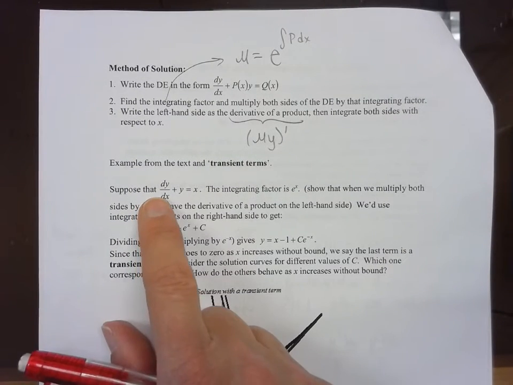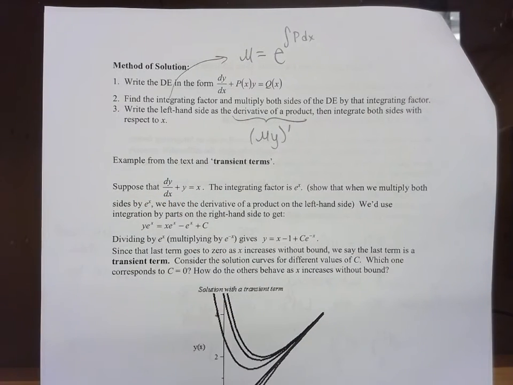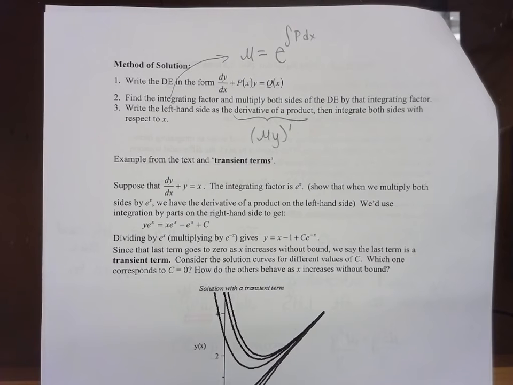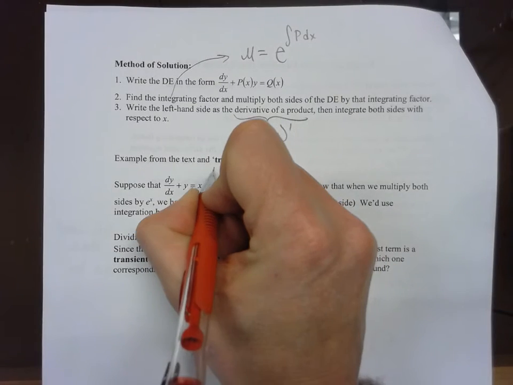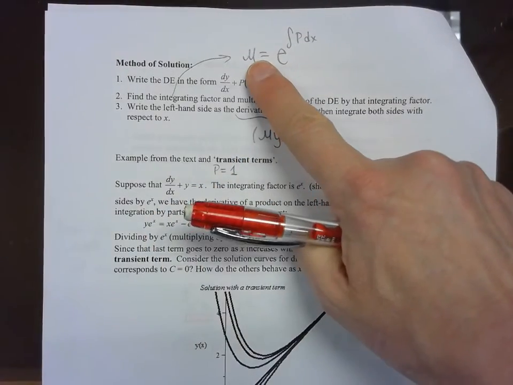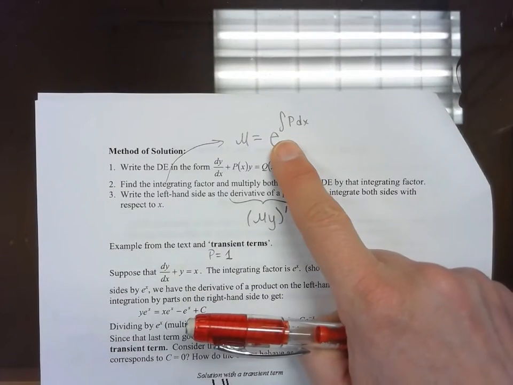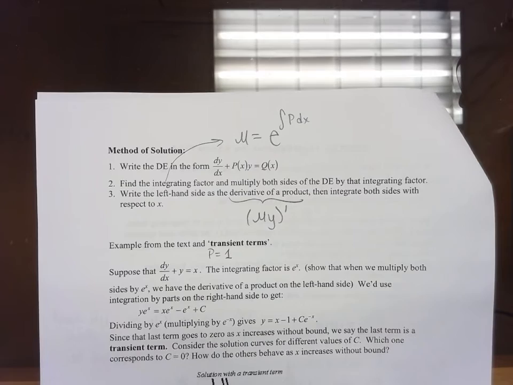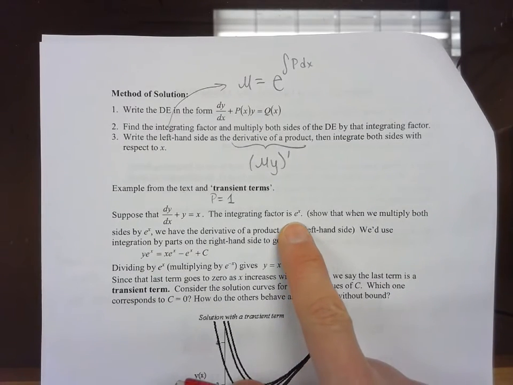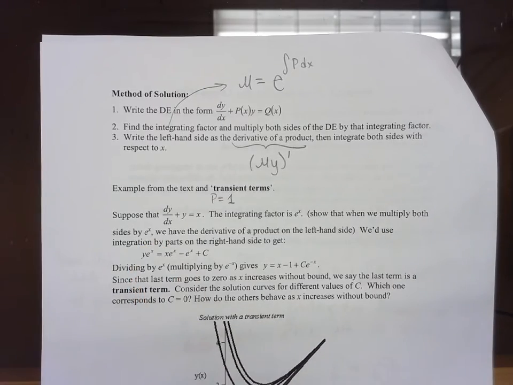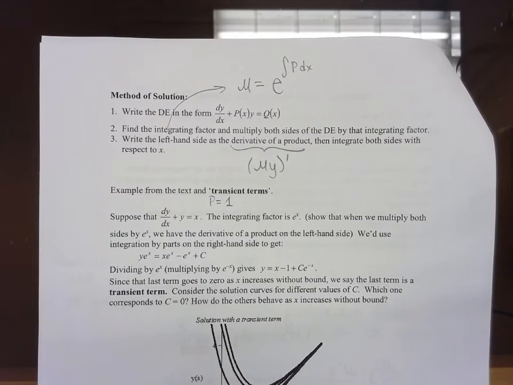So it says, suppose that this is our differential equation. It's already in standard form because there's nothing in front of dy dx. And then our p is whatever is in front of y. So here the p is just 1. And so mu is e to the antiderivative of 1, and the antiderivative of 1 is just x. So the integrating factor is e to the x. So it says, show that when we multiply both sides by e to the x, we have the derivative of a product on the left-hand side.